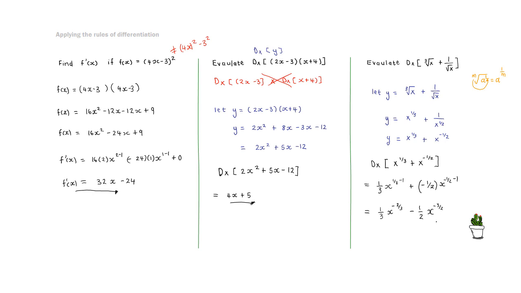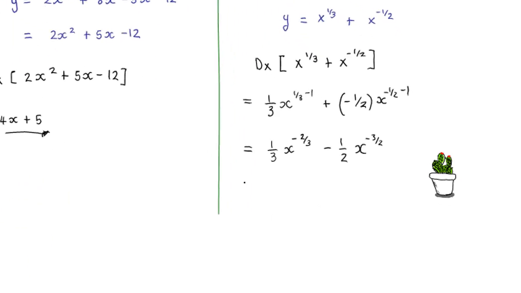Okay, so then we can just clean this up. We can't leave our exponents as negative exponents, remember. It's just nice to leave them as positive exponents. So first things first, a negative exponent indicates division, so we'll have 1 over 3 times x to the 2 over 3, minus 1 over 2 times x to the exponent 3 over 2.